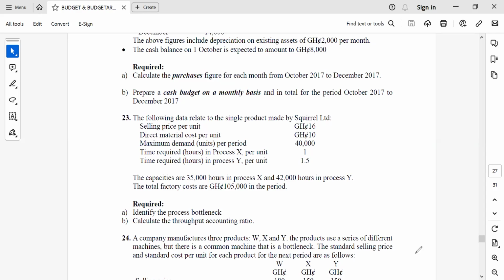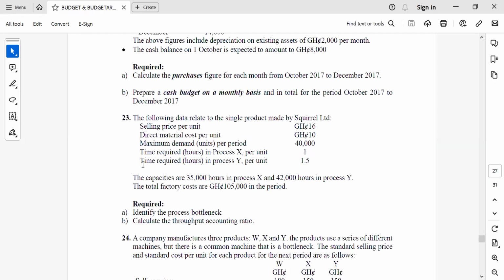So let's now go with our contribution. We have calculated the contribution already. Sir, is the bottleneck 2.4 or 2.5? 2.5, not 2.4. Look at this, please. Time required in process X per unit is 1. Time required in process Y per unit is 1.5. So the bottleneck per unit is 1 plus 1.5, which is 2.5.